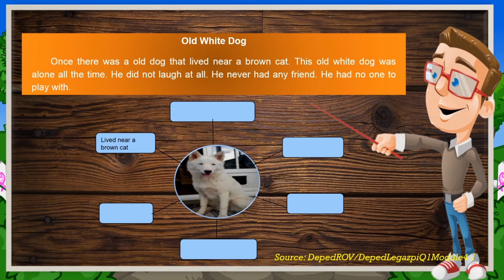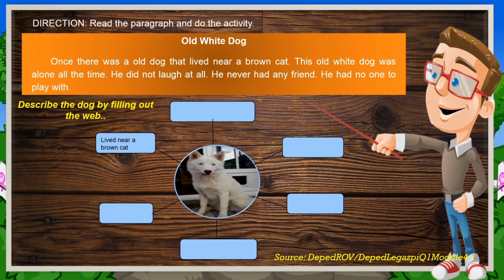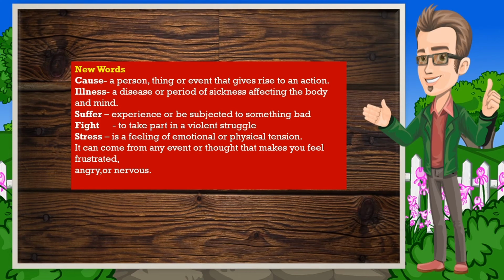The first answer was given: lived near a brown cat. Second possible answer is the dog was alone all the time. Next, he did not laugh at all. Next, he never had any friend. And another, he had no one to play with. Congratulations, kids! You got a perfect score.